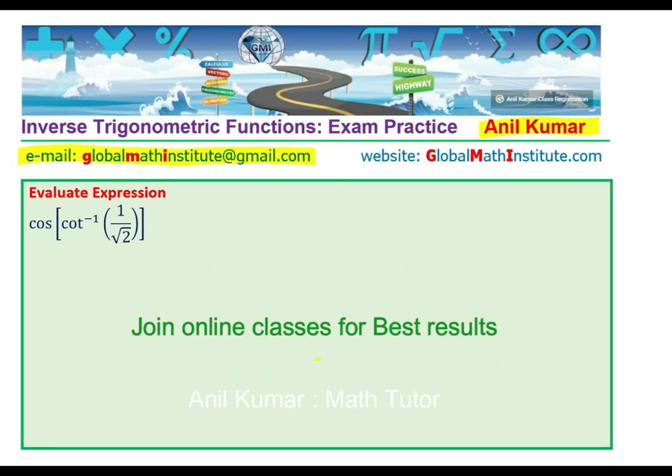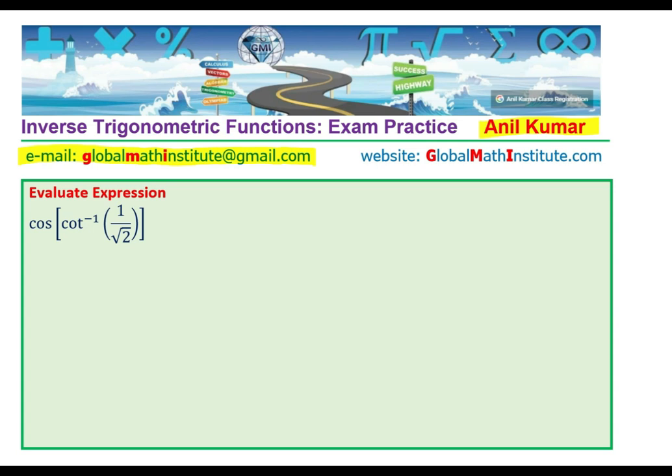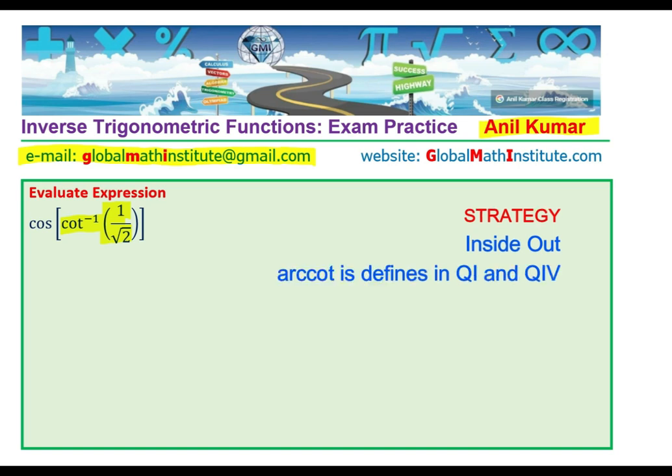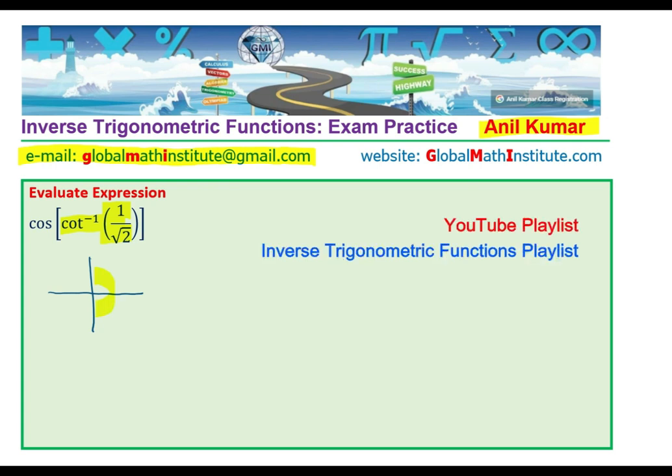The question before us is cos of cot inverse 1 over square root 2. How do we solve this question? The strategy is simple: start from inside out. The inside function is cot inverse 1 over square root 2. It is a positive value. Cot can be positive in quadrants 1 and 3. But when we look into the inverse functions, we are always looking into the area which is by default. So cot inverse is defined within quadrants 1 and 2.